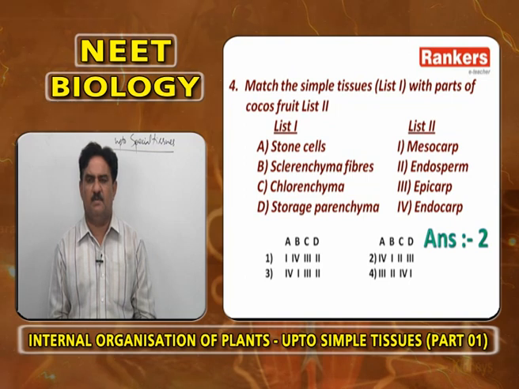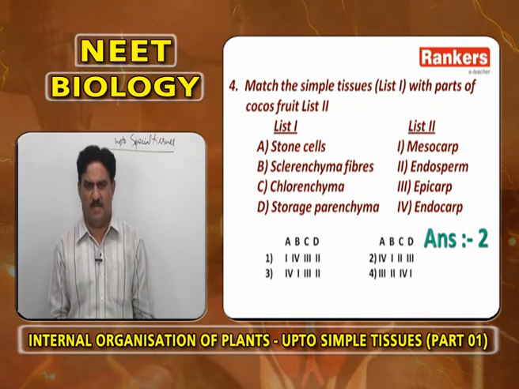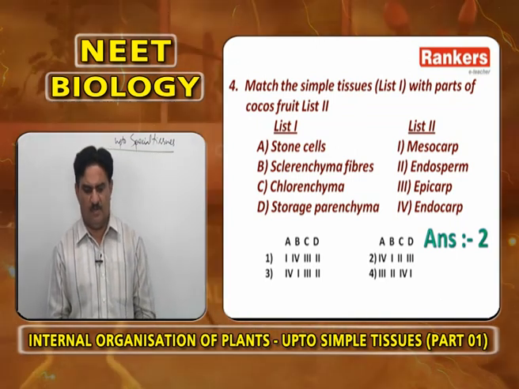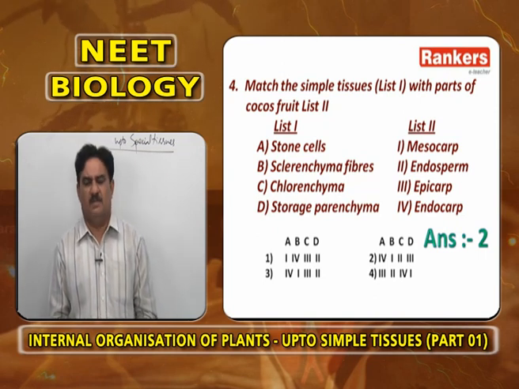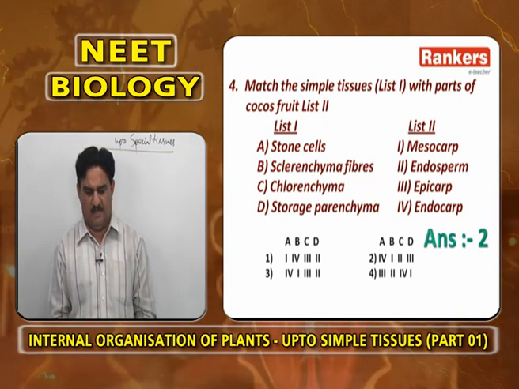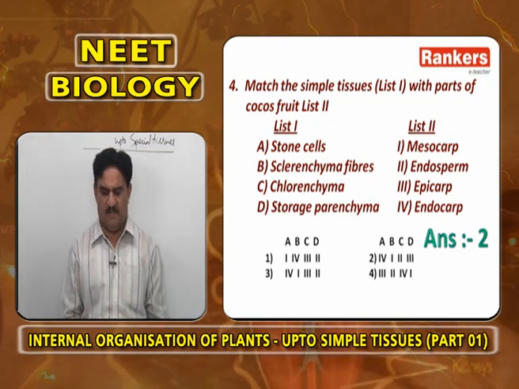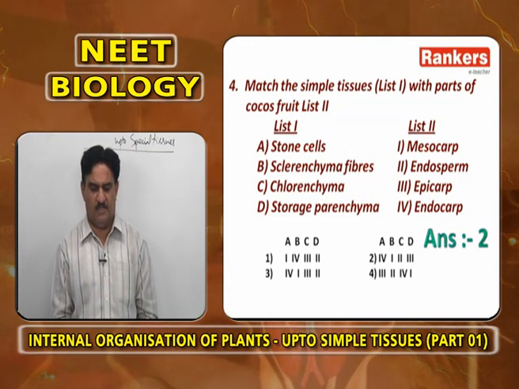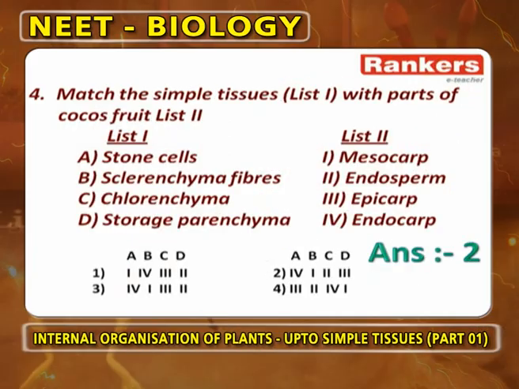Sclerenchyma fibers: B1. The fibrous mesocarp is very popular in coconut. Chlorenchyma is found in epicarp, and storage parenchyma is found in endosperm. So, epicarp may show chlorenchyma and storage parenchyma is found in endosperm. Next.